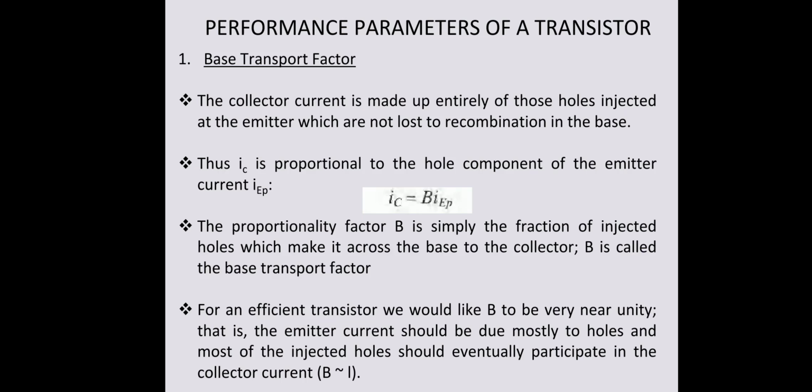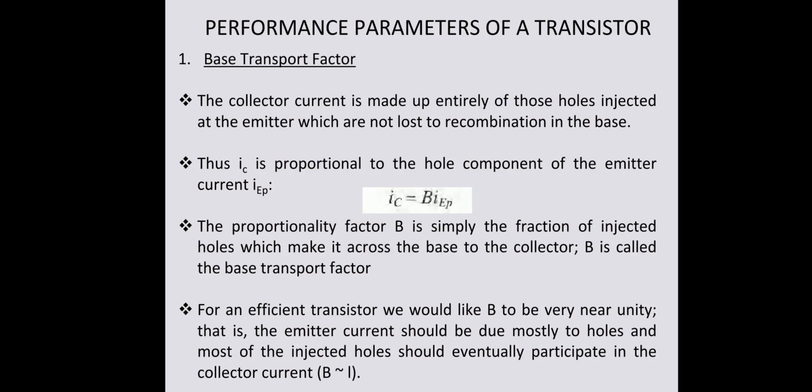So B is simply the fraction of injected holes which make it across the base to the collector. So how many holes cross the junction without recombination, that factor is indicated by this B, that is base transport factor. For an efficient transistor, we would like B to be very near unity. That means our requirement for a good transistor is IC nearly equal to IEP. So for that we need to make this B unity.